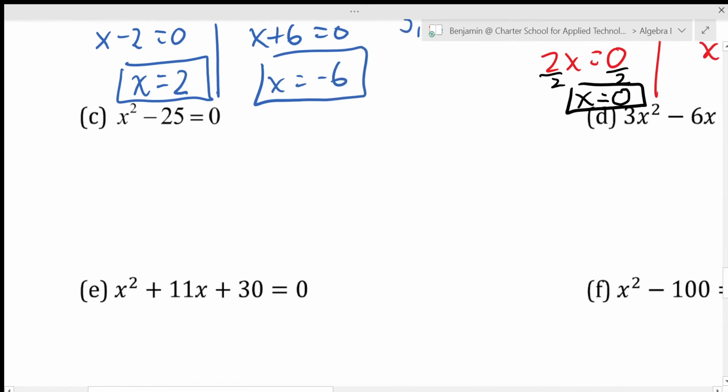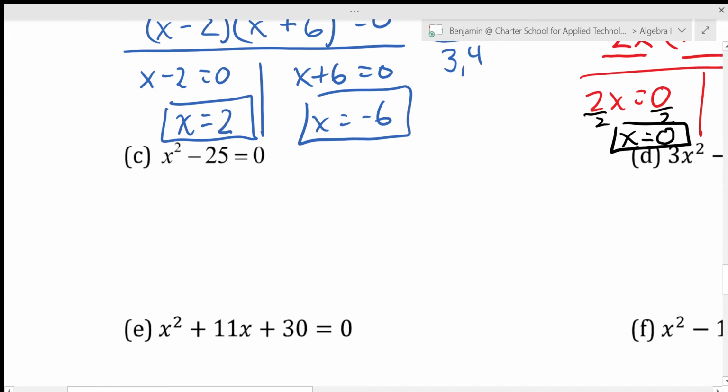If I look at question letter C, this one's probably the easiest one ever because it's a difference of squares. Because x times x gives you x squared, and 5 times 5 gives you 25, it has to be the same digits. You can get a plus 5 and a minus 5.